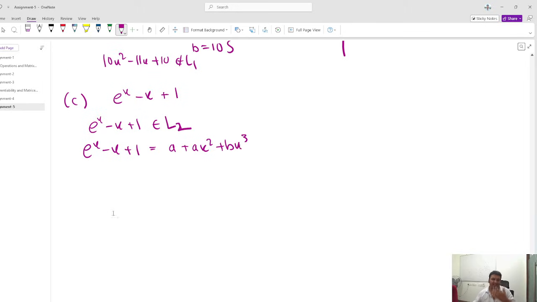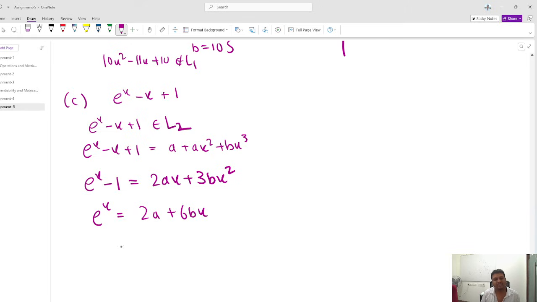Now, how will you find a and b? Here you cannot compare coefficients, right? So differentiate both sides. What you will get? Minus 1 equals, a will vanish, 2ax plus 3b x square. Differentiate again. So e to the power x is 2a plus 6bx. Differentiate it again. So e to the power x is, 2a is gone, 6b. Oh my god, that's a contradiction, right?